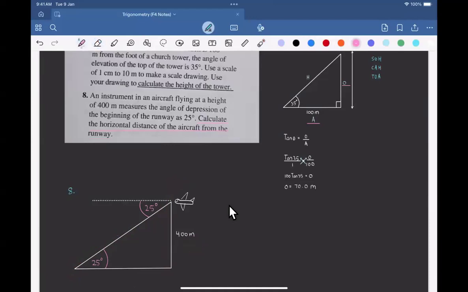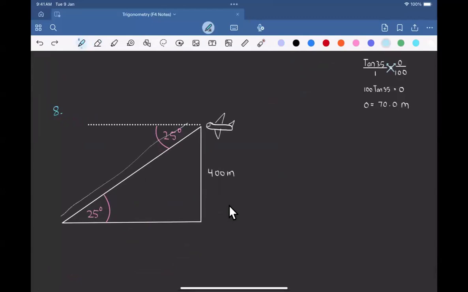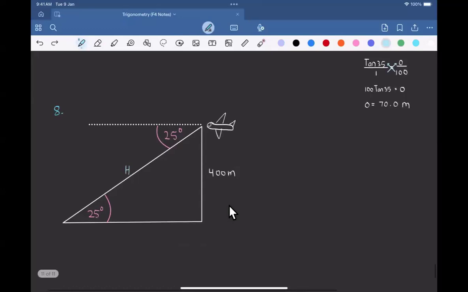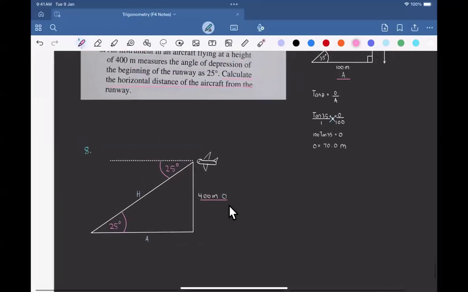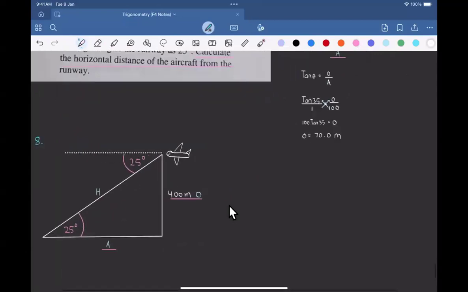Making sense? Right. So what would I call this side? That's the hypotenuse. This one? The adjacent. This one? The opposite. What side do we have already? The opposite. Now underlining that one time. And which side am I trying to find? The adjacent. Which trig ratio has O and A in it? Tan.